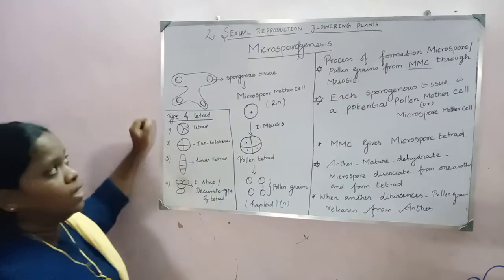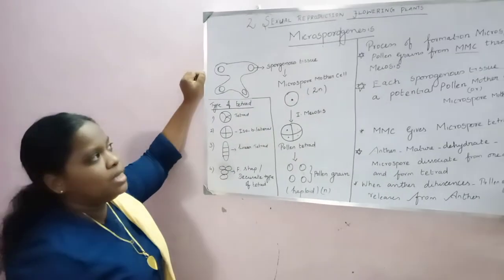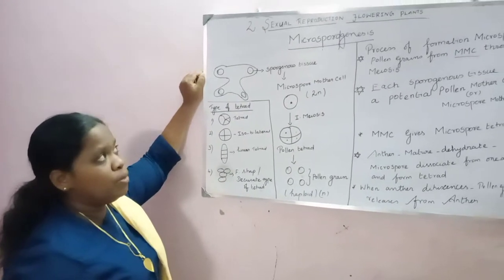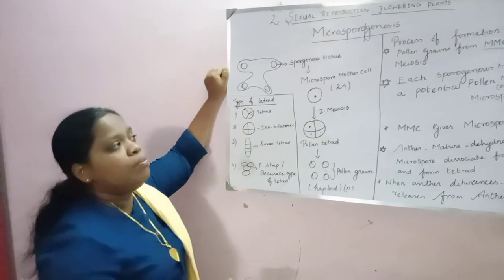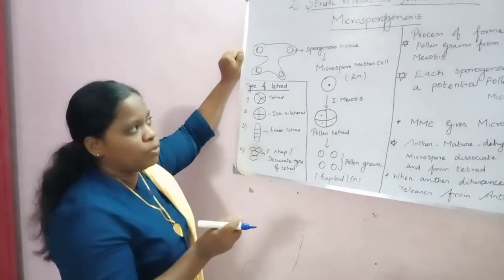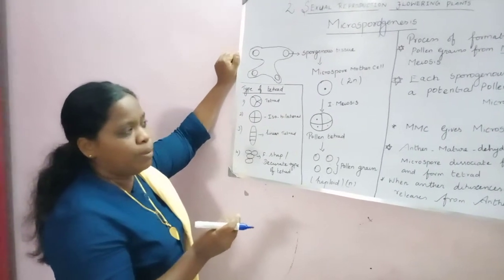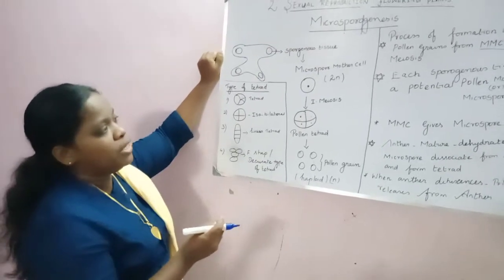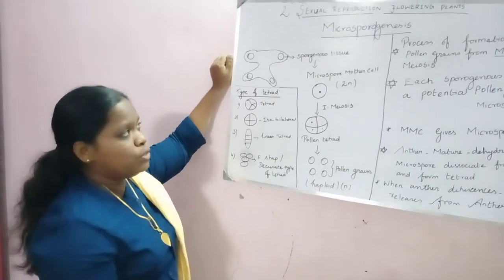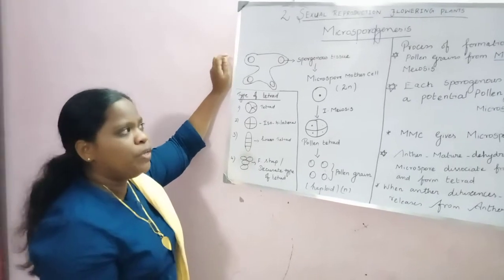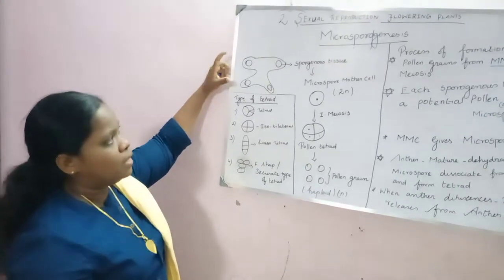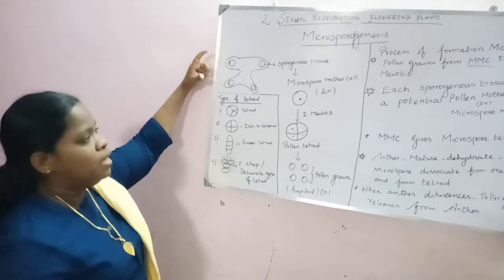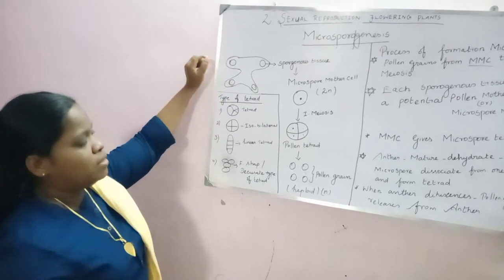It's called microsporogenesis. Do you understand the definition? The process of formation of microspores or pollen grains from the MMC, the microspore mother cell, through meiosis, is called microsporogenesis. How will this process occur? We'll see the procedure, how it takes place.